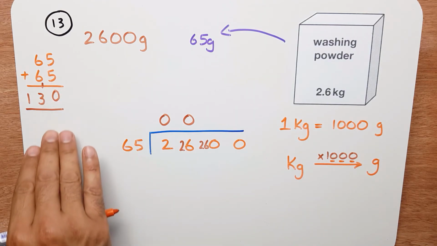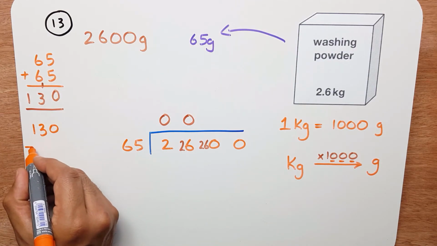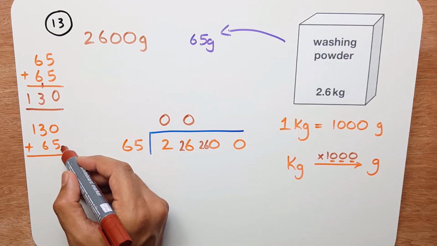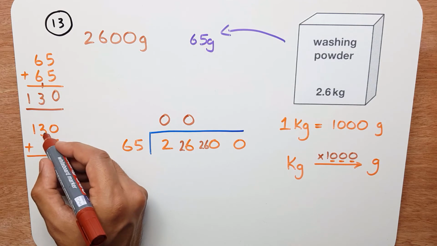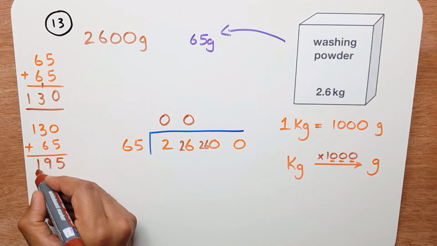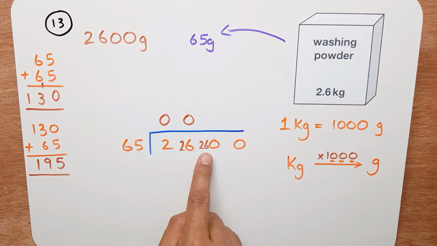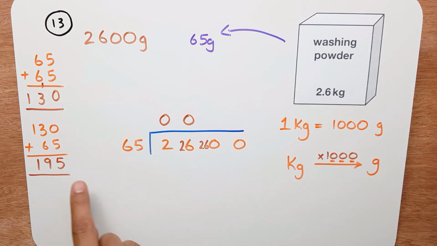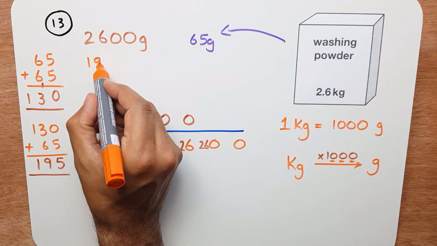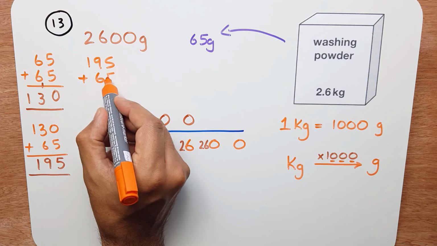So let's add another 65. So we start with 130, add 65. 0 add 5 is 5. 3 add 6 is 9. 1 add nothing is 1. So we have 195, but our target is 260. So let's add another 65. 195 add 65.